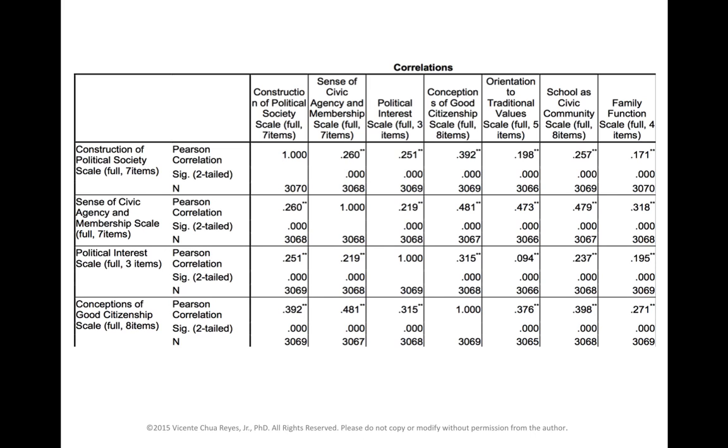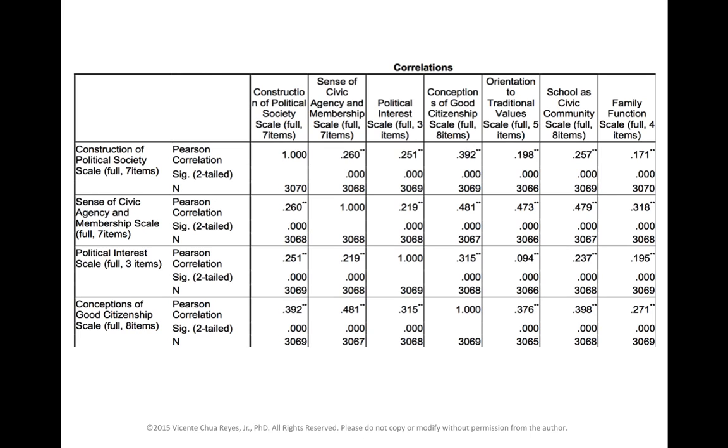Construction of political society scale, the one that we've been using, sense of civic agency, political interest, conceptions of good citizenship. These are all in the column, and in the rows is the same items, but now we're doing an inter-item correlation, how they're correlated with themselves. If you see in the diagonal, there's a 1 in the diagonal.